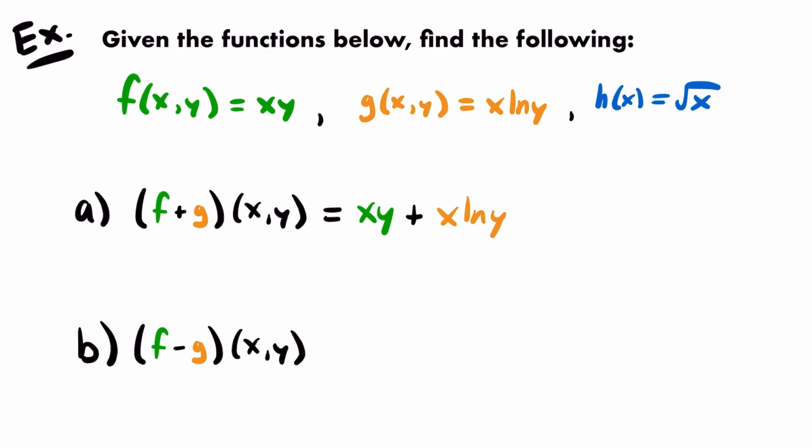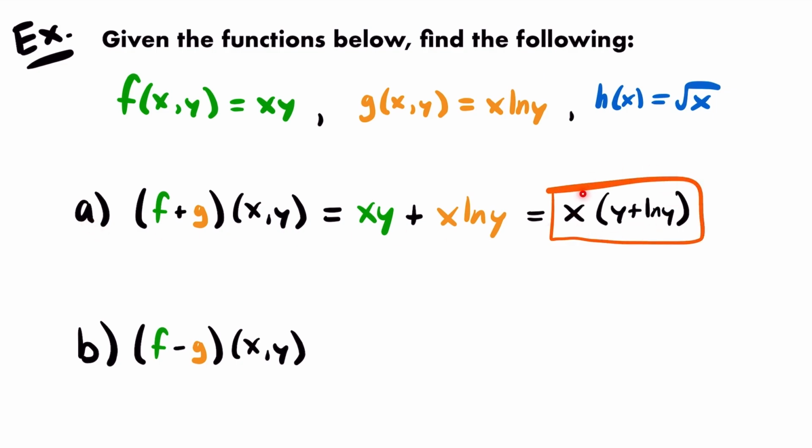Now you can simplify this a little bit. Both of these terms have a common factor of x that we can pull out. So if you do that, you'll have x times y plus the natural log of y. And that right there would be the final answer for part A. That is the combination of these two functions using addition.